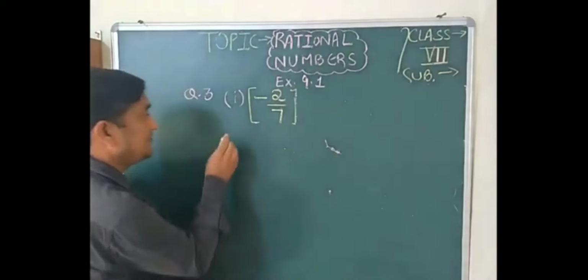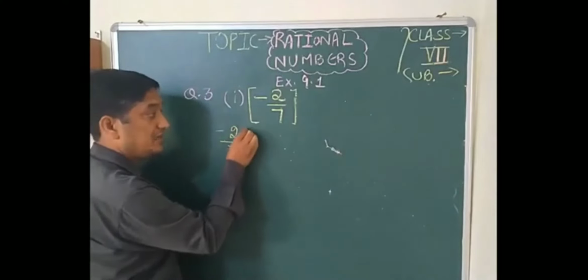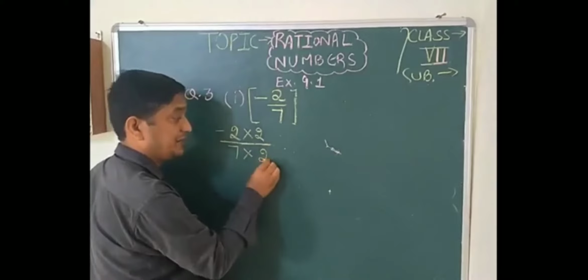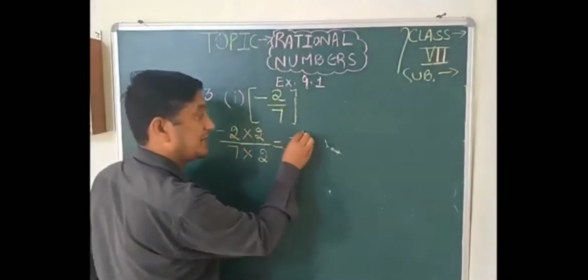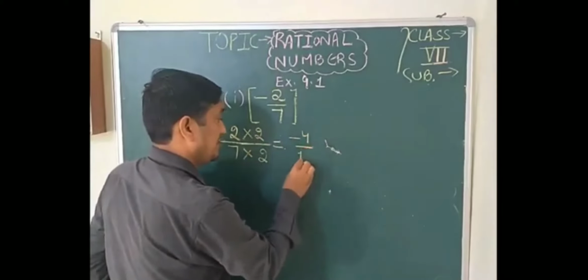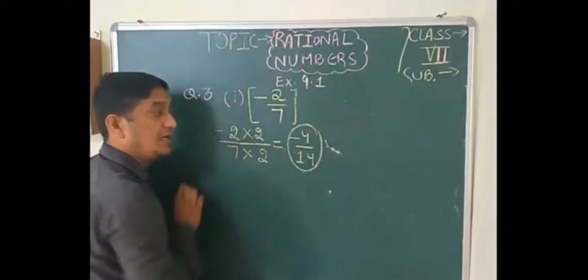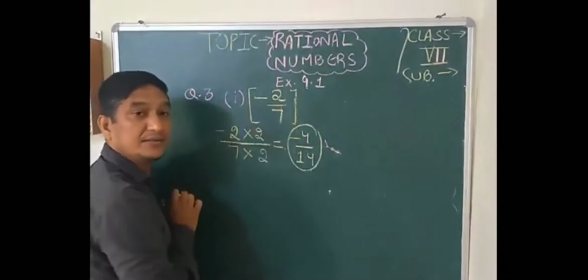For example, minus 2 upon 7 is multiplied first by 2 by 2. Here we get minus 2 into 2 is minus 4 upon 7 into 2 is 14. This is the first equivalent rational number of this minus 2 by 7.